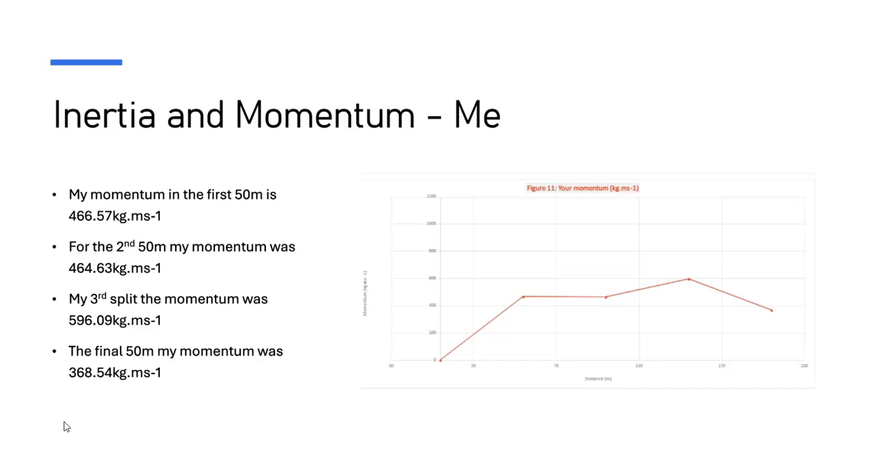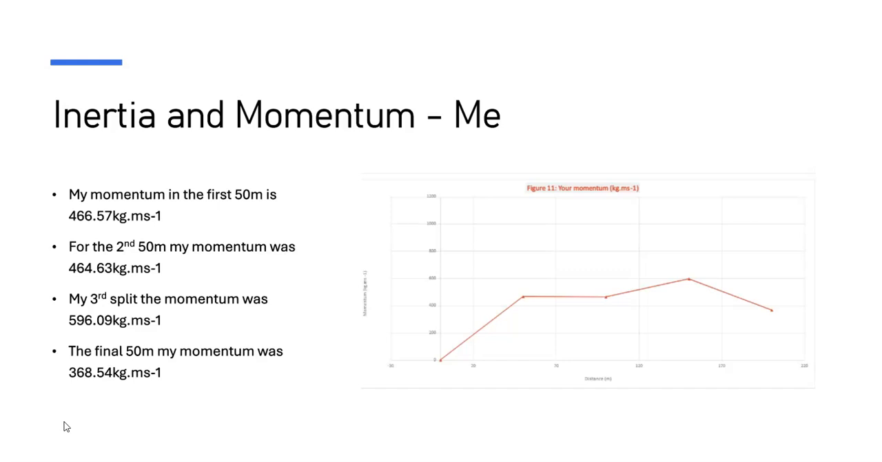My inertia and momentum. My momentum in the first 50 meters is 466.57 kg·m/s. For my second 50 meters, my momentum was 464.63 kg·m/s. In my third split, the momentum was 596.09 kg·m/s. This was my highest point of momentum as I decided to sprint the last 100 meters and my velocity increased, meaning my momentum increased.